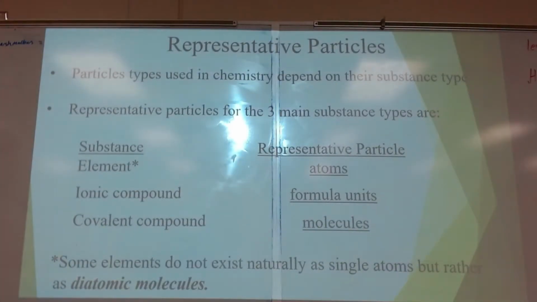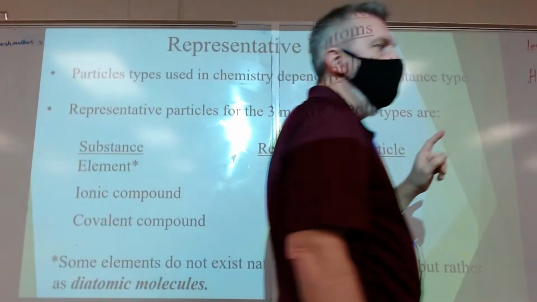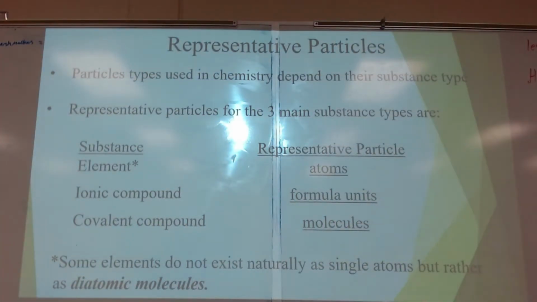I want you to write this down. If I have an element, except for our fun little friends, the diatomics, I'm going to call it an atom because we have moles of atoms. Ionic compounds are formula units. And covalent compounds we call molecules. Y'all get those?